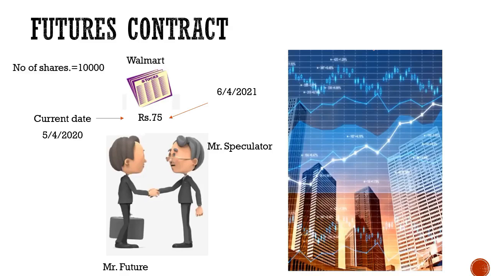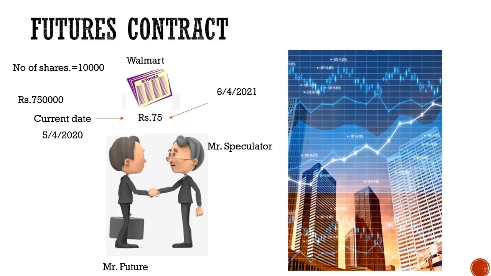Now let's say Mr. Future has 10,000 shares of Walmart, each share costing 75. Thus he has an amount of 7,50,000 invested in Walmart shares. Now he must have invested at a cheaper rate than 75. At present it is 75. Now he has decided this date of 6th April 2021. Let's say after doing research, after 1 year he will be requiring this 7,50,000 amount for his future reference.